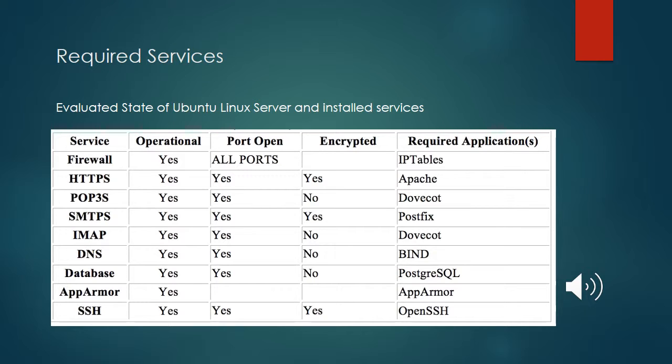The HTTPS service was installed and operational. This was using the Apache service. The ports were open. Obviously, the firewall was open to all ports. The HTTPS protocol was encrypted. However, the HTTP protocol was still unencrypted and was not being blocked by the firewall. So unencrypted traffic may still be released over HTTP if the service were to choose HTTP over HTTPS.